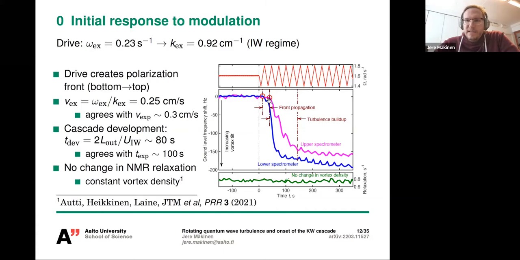On the other hand, if you look at the upper spectrometer, which is further away from the rough surface, and we take the turbulence build-up time roughly between the time when it reaches the steady state here and that of the initial response, we see that it's roughly about 100 seconds. And this agrees with our estimate for the development time of the inertial wave turbulence, which we estimate to be something like 80 seconds. Also, we see no change in the NMR relaxation rate during this time, which suggests that the vortex density remains constant during this time.